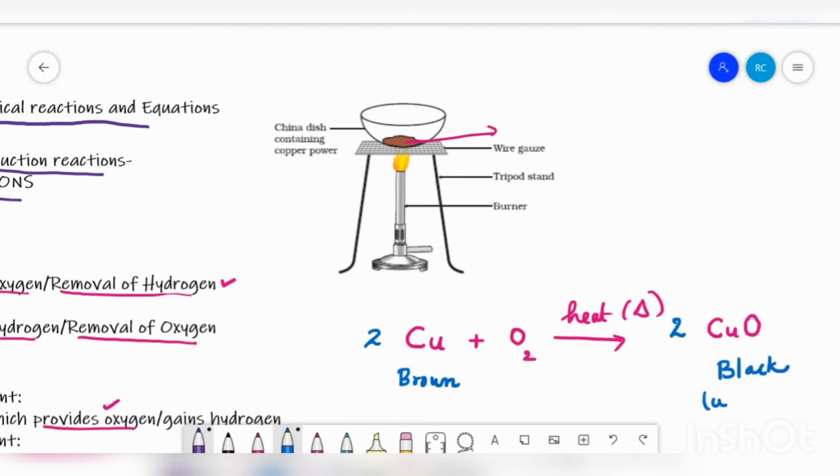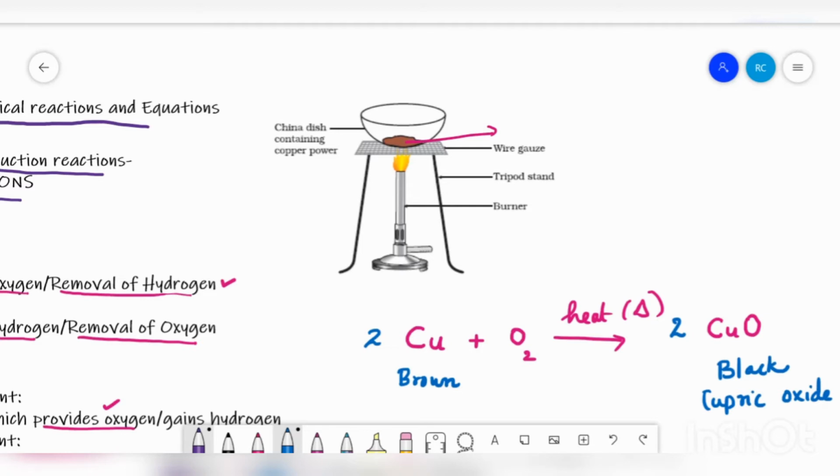This is called cupric oxide, or you can say copper oxide. Copper has 2 valencies in usual chemical reactions. Valency 1, we say cuprous compound. If the valency is 2, we say it is cupric oxide. Here the valency is 2, that's why it is called cupric oxide. So the brown substance is changed into black cupric oxide.